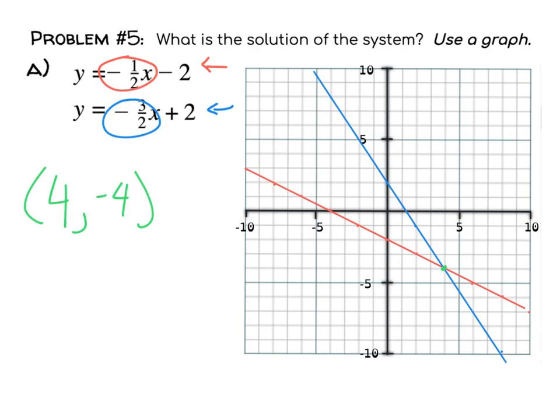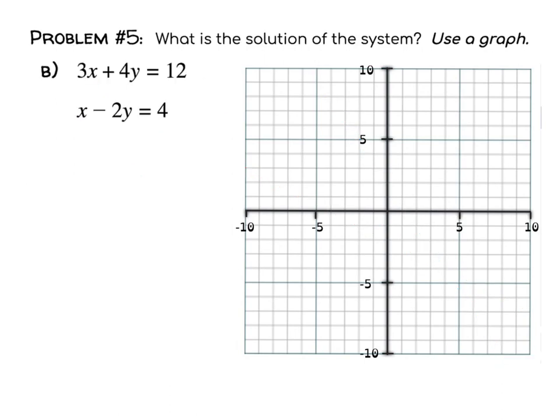And you can do a proof to check. But this is an easy one because they're already written in slope-intercept form. All right. This might seem much harder, but it's actually not. Okay, this is just a different method for graphing.